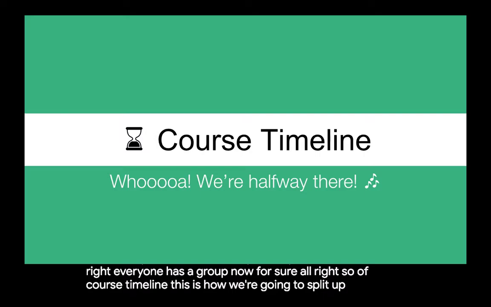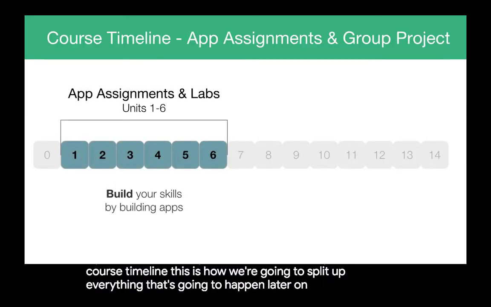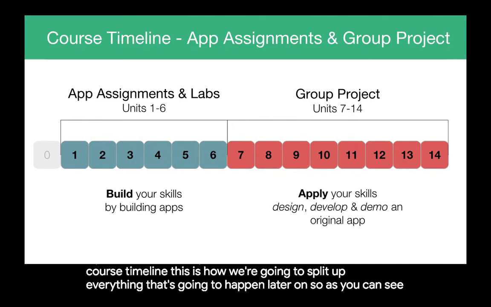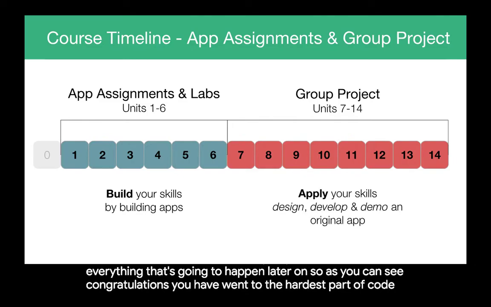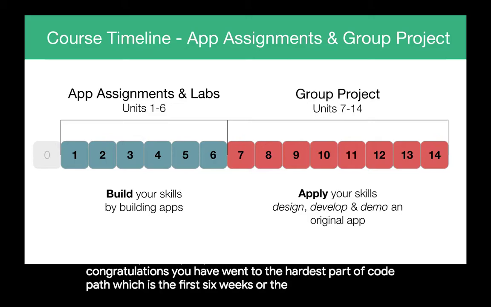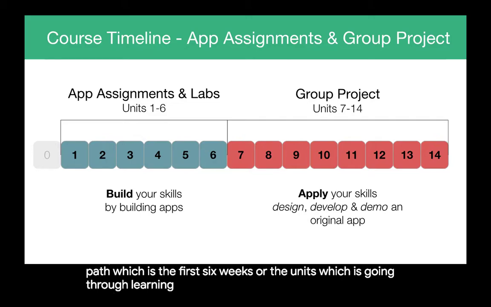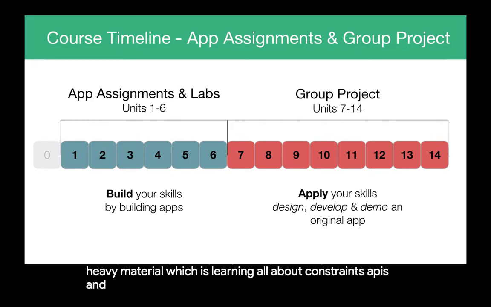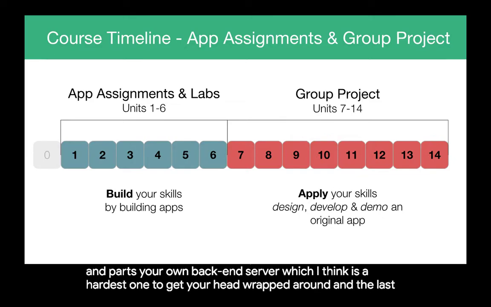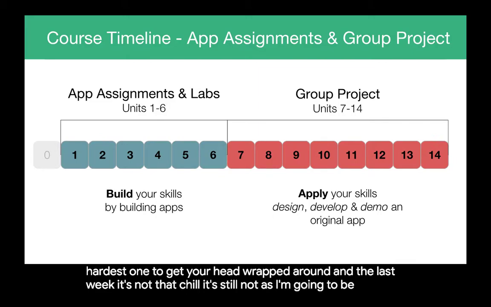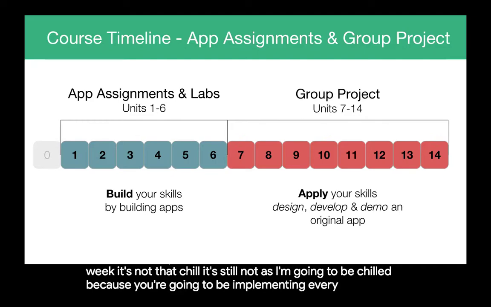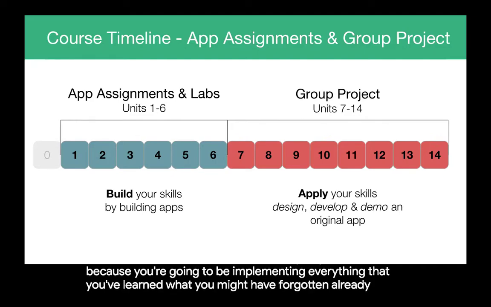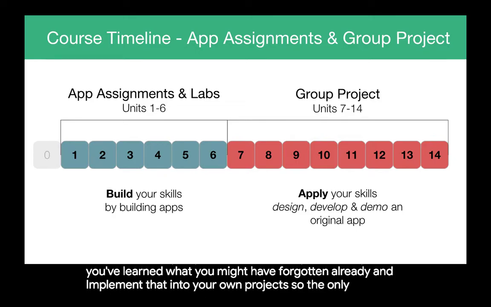This is how we're going to split up everything that's going to happen later on. So as you can see, congratulations, you have gone through the hardest part of CodePath, which is the first 6 weeks or the units, which is going through learning Swift, going through tackling all the heavy material, which is learning all about constraints, APIs, and Parse your own backend server, which I think is the hardest one to get your head wrapped around. And the last week, it's not that chill. It's not going to be chill because you're going to be implementing everything that you've learned, which you might have forgotten already, and implement that into your own projects. So the only difference is, I will show you.